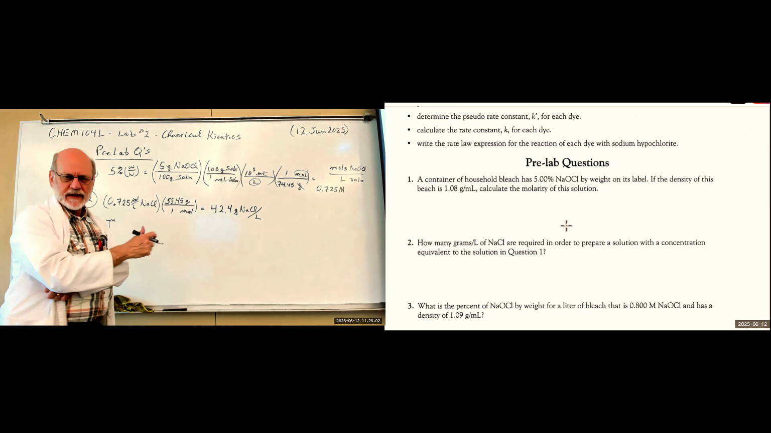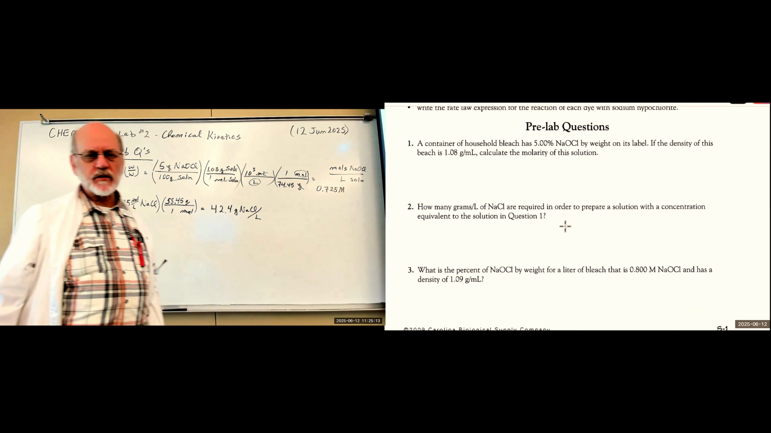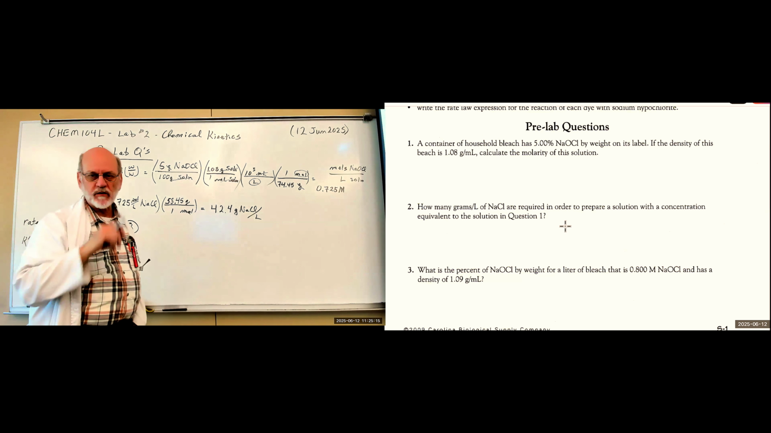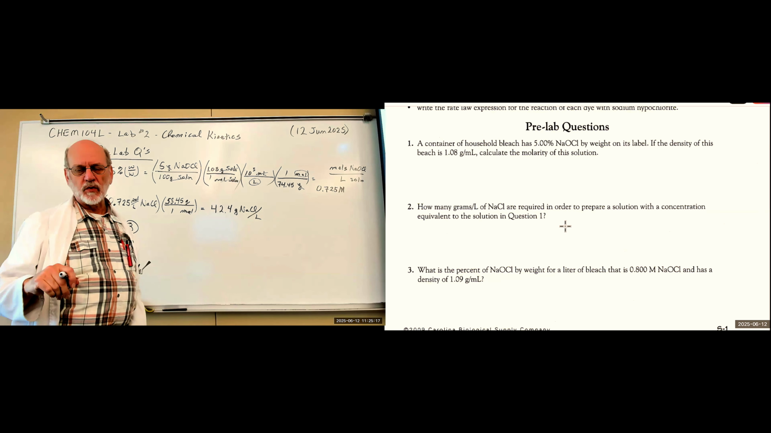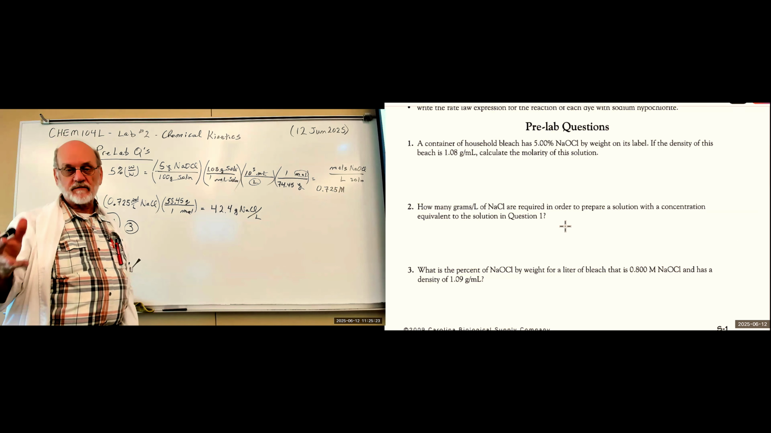Okay, 3. Let's finish 3. What is the percent sodium hypochlorite by weight for a liter of bleach that is 0.8 molar sodium hypochlorite and has a density of 1.09 grams? Okay, so this is another unit conversion, but we're working backwards. We want percent by weight or by mass. So we're actually working backwards.